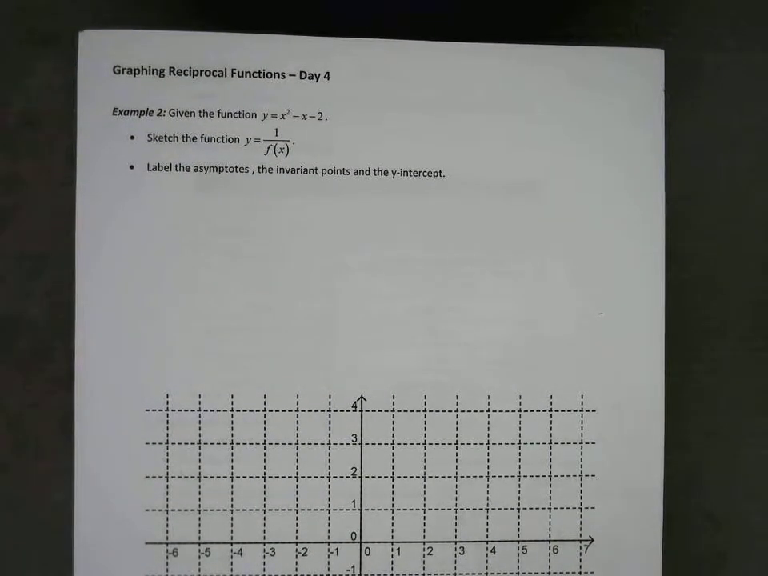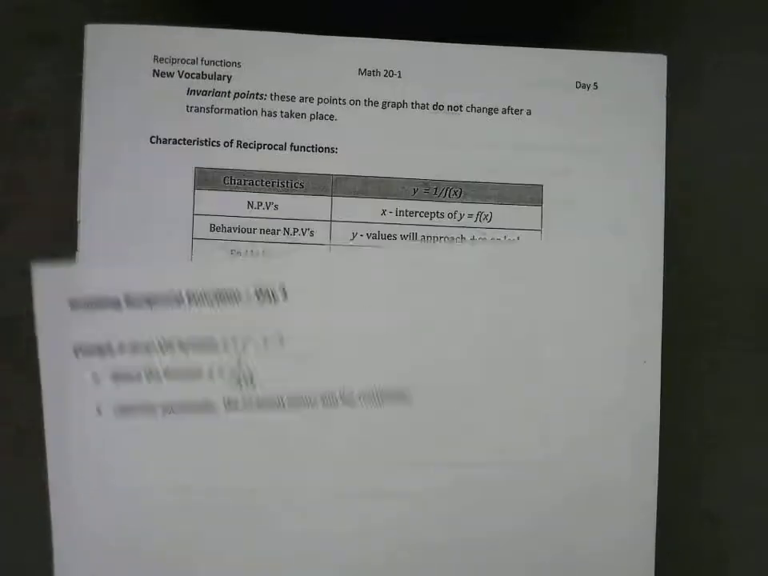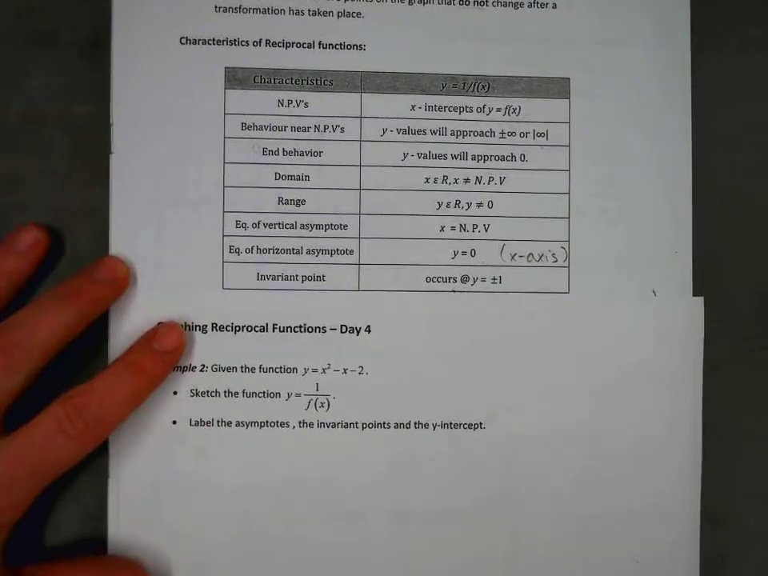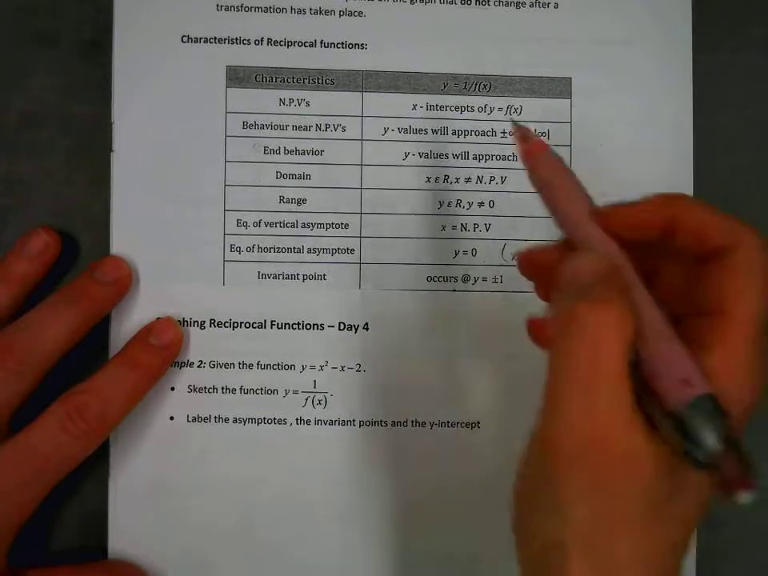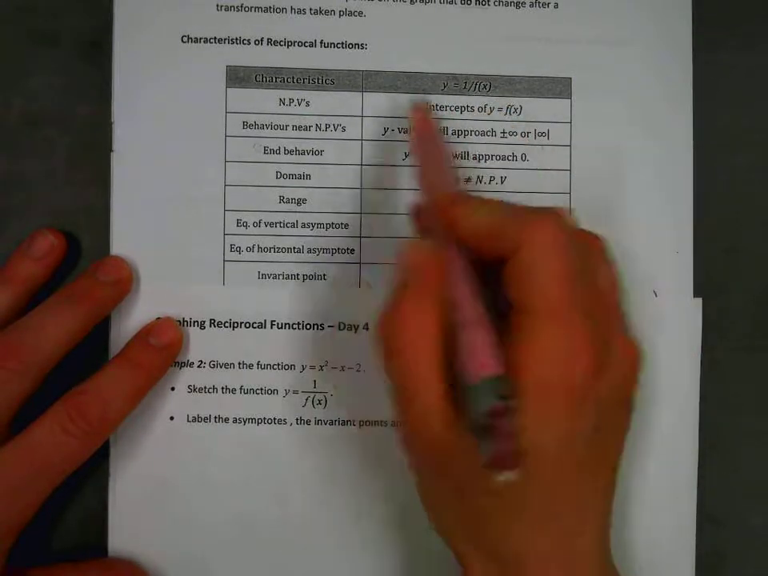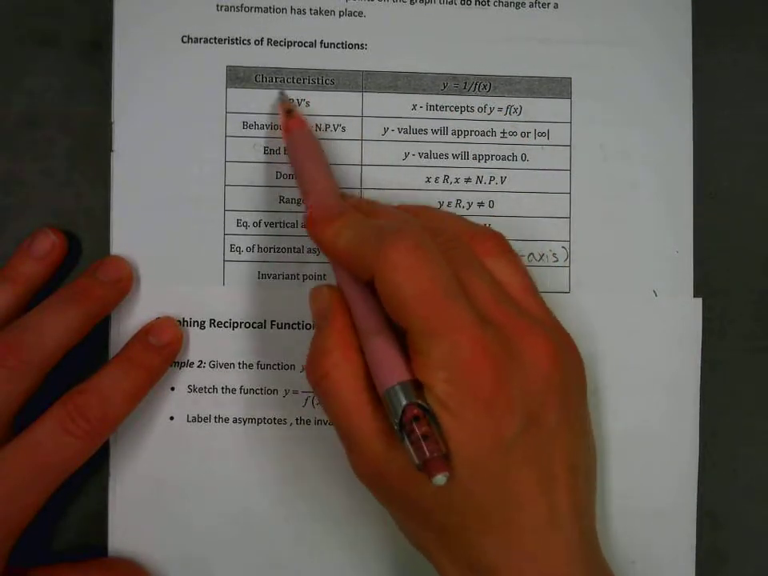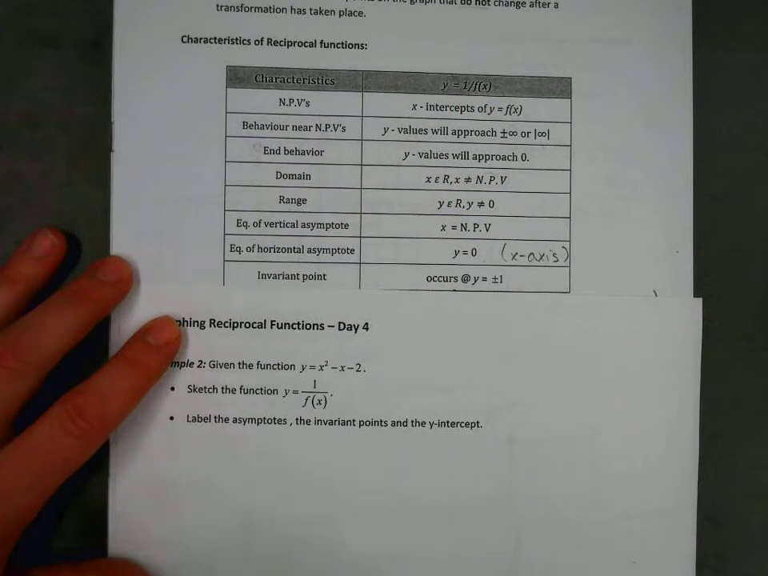Okay, graphing reciprocal functions. We are going to graph this function, the reciprocal of a quadratic function, just thinking about the characteristics rather than working through a table of values like we did previously. So the key is we want to just quickly talk about these characteristics. Okay, the x-intercepts of your original function are going to represent the non-permissible values of your reciprocal function.